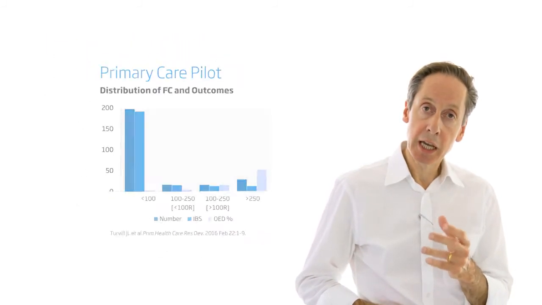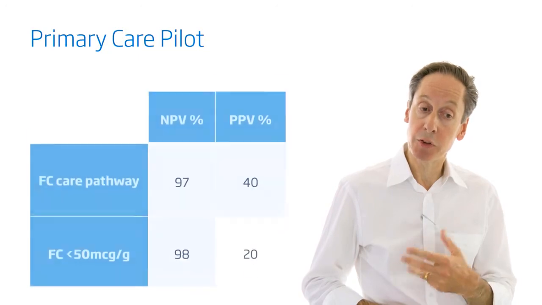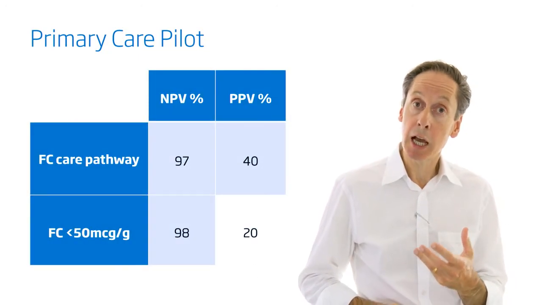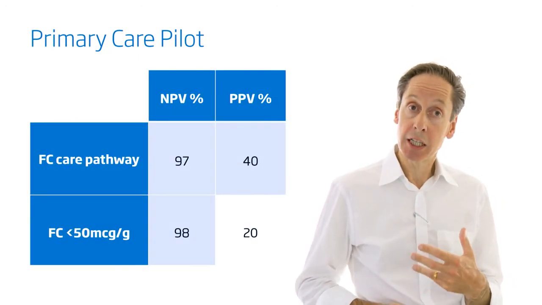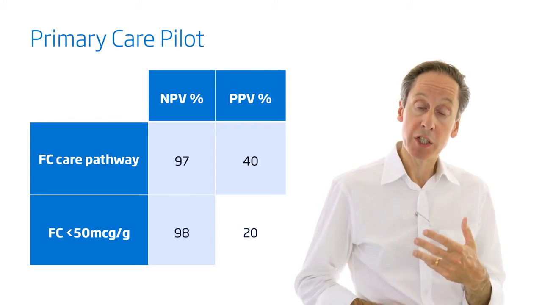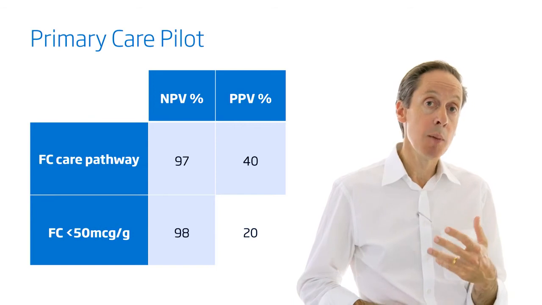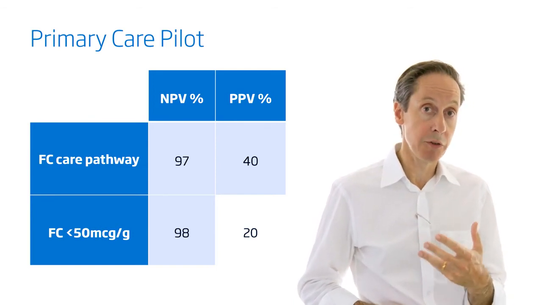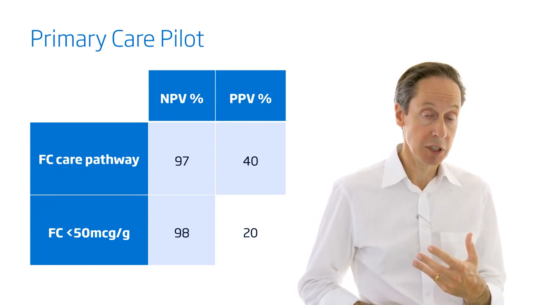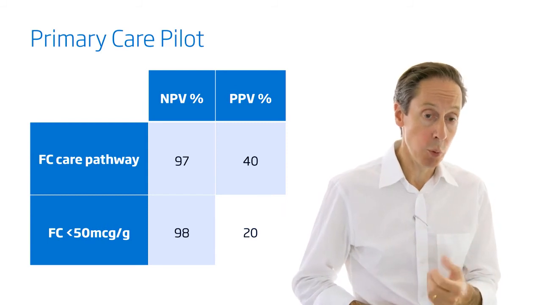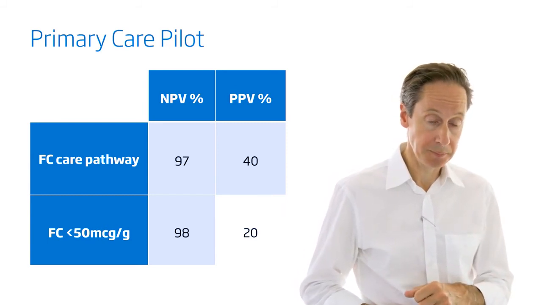So when we look at the negative and positive predictive value of the care pathways, we applied it and compared it with the standard cutoff of 50 micrograms, we saw no significant loss in the negative predictive value, but we doubled the positive predictive value from 20% to 40%. And we felt that we could work with this.